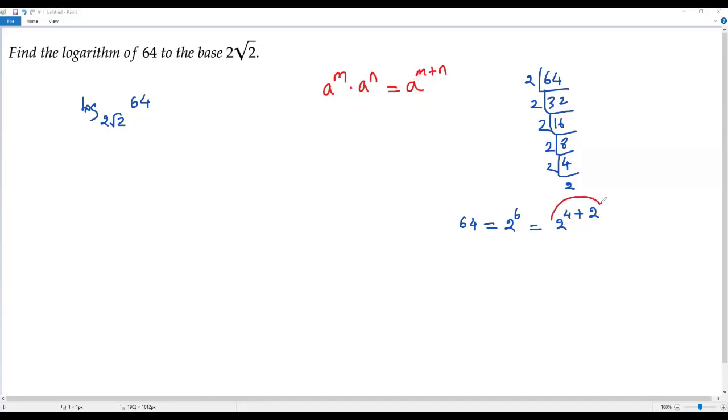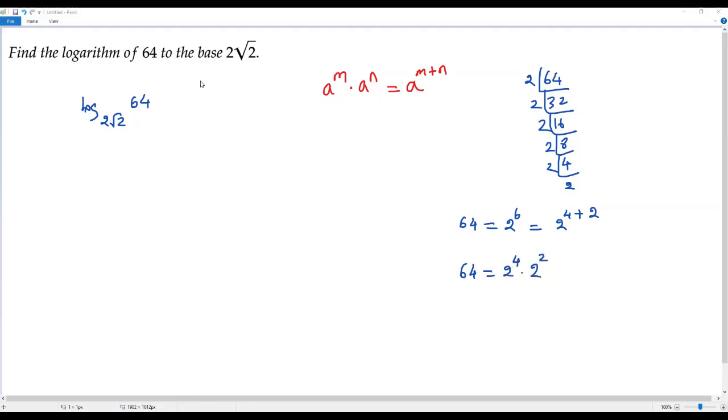The same thing we can do over here because here we have 2 values added at the exponent. Now what I can do is I can take this base 2 separately for this value and this value and multiply the results. Then I'm getting 2 to the fourth power times 2 to the second power.